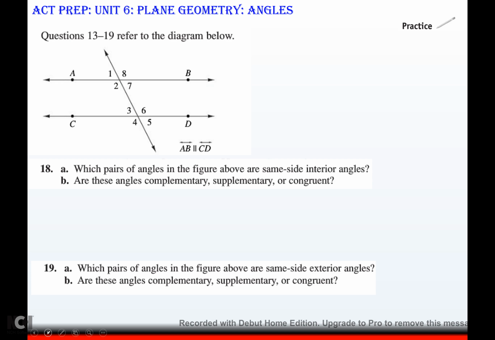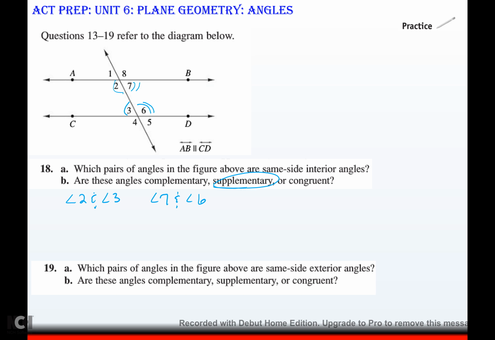Alright, 18. Which pair of angles in the figure above are same side interior? Same side interior would be angle 2 and angle 3, or angle 7 and angle 6. Those are not equal, they're not congruent, those are supplementary. Okay, they have to add up to 180.